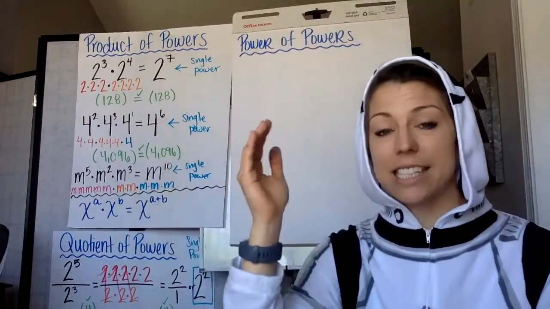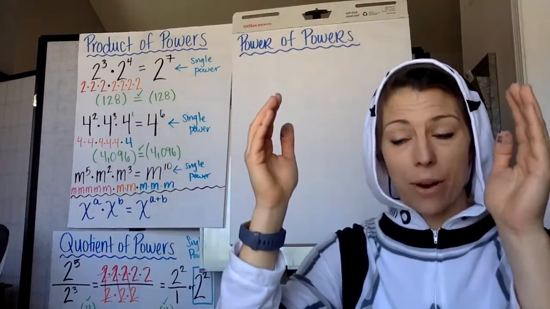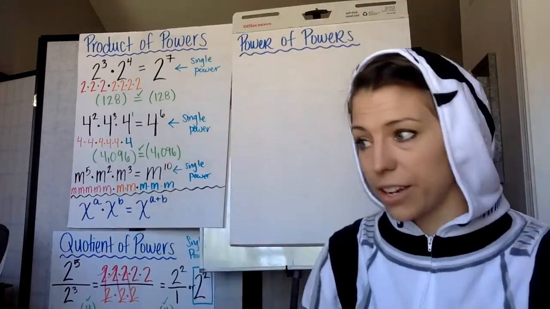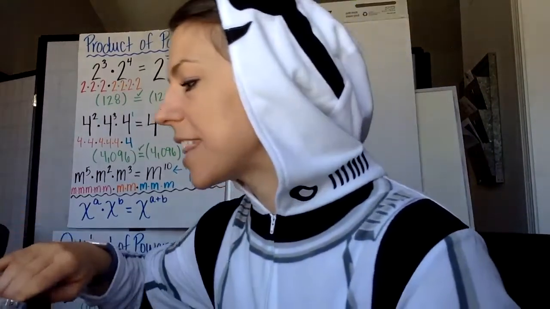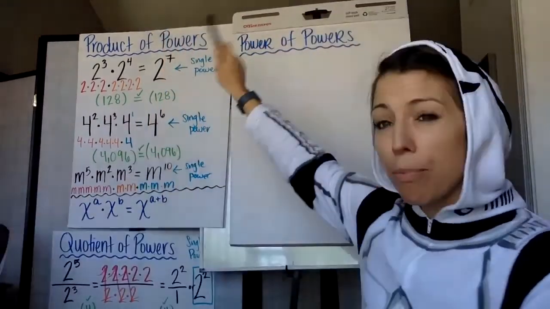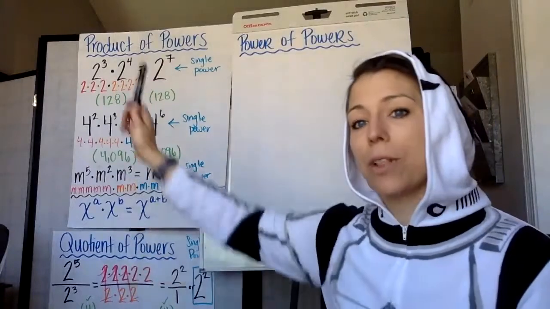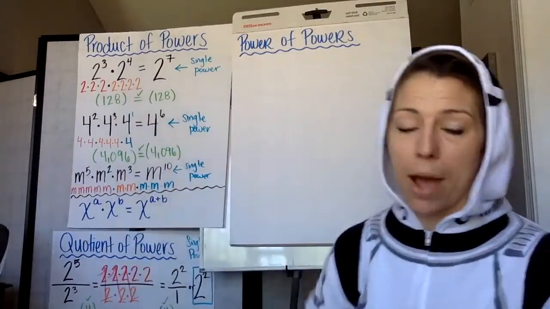It's crazy. It's like a power within another power, like an onion having a lot of layers. Maybe not, I don't know, that didn't sound right. But anyways, you get the idea. So again, the property will tell you what you're looking at. We're looking at products, we're looking at quotients, we're looking at powers.